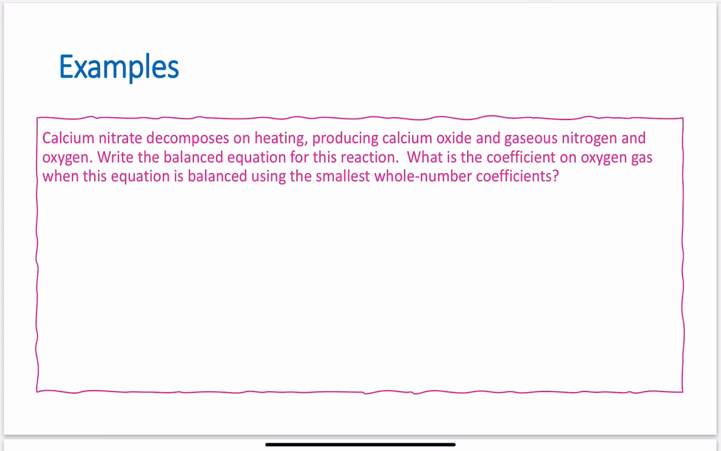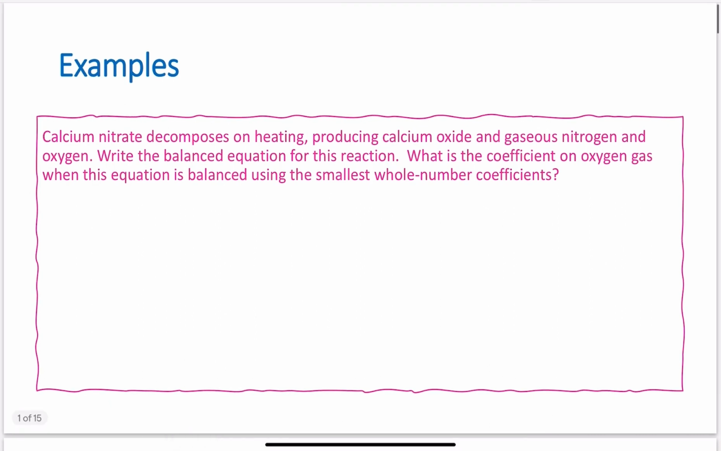Calcium nitrate decomposes on heating, producing calcium oxide and gaseous nitrogen and oxygen. Write the balanced equation for this reaction. What is the coefficient of oxygen gas when this equation is balanced using the smallest whole number coefficients? First up is calcium nitrate.